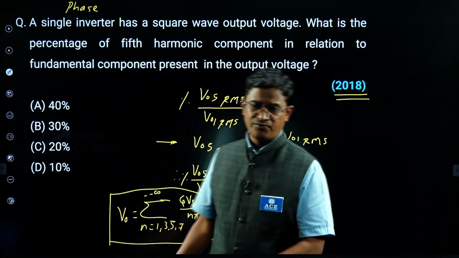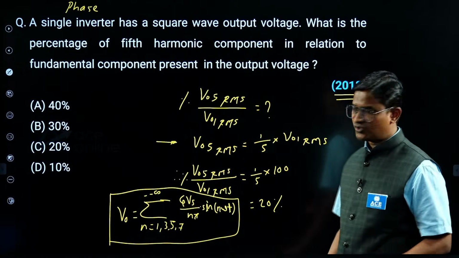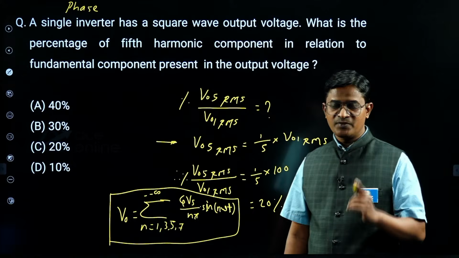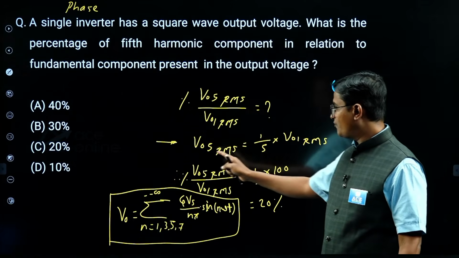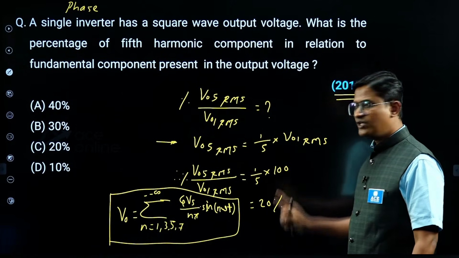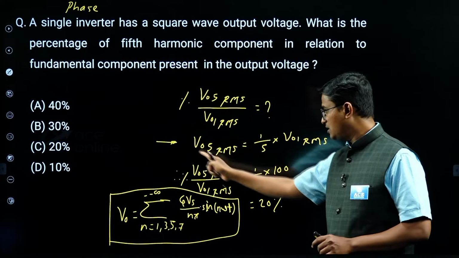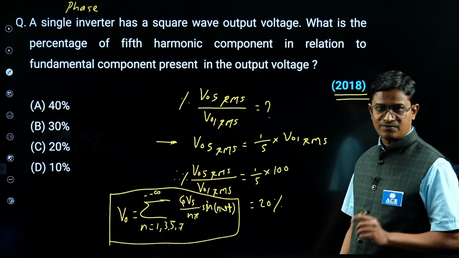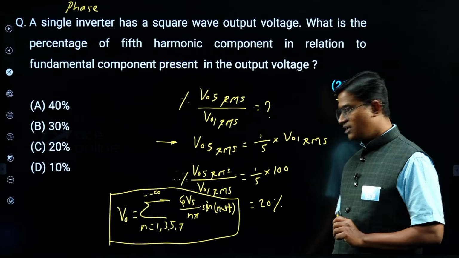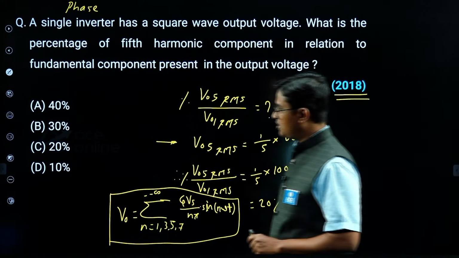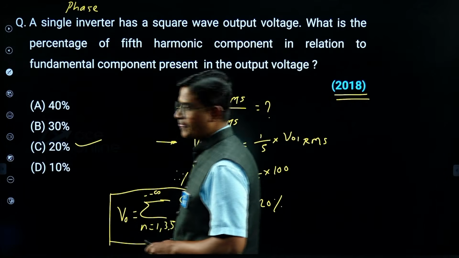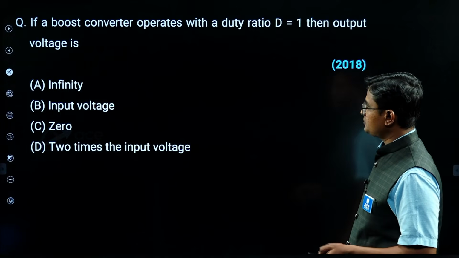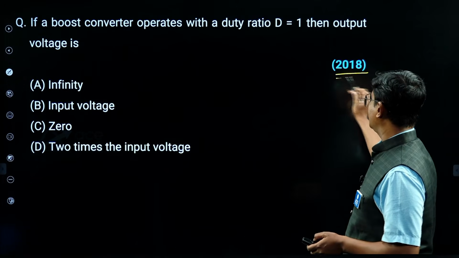This is actually for the full bridge. Similarly for the half bridge also we have an expression. But whether it is a full bridge inverter or half bridge inverter, in both cases V0 5 RMS will be equal to 1 by 5 into V0 1 RMS. This relation is valid for both cases, half bridge as well as full bridge. So your answer should be 20%. Option C is the correct option. All right? Next.